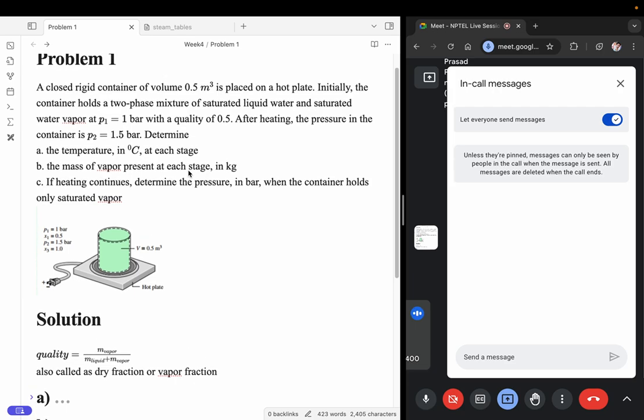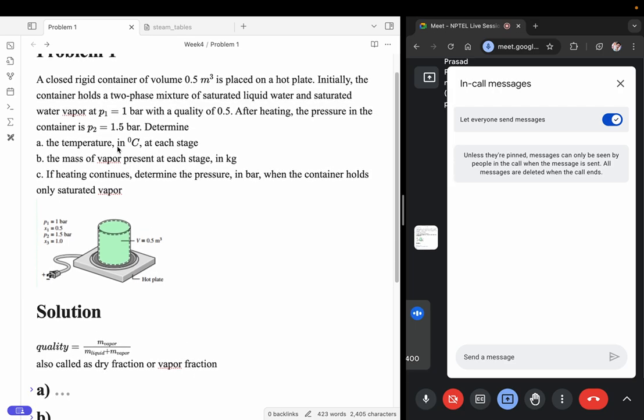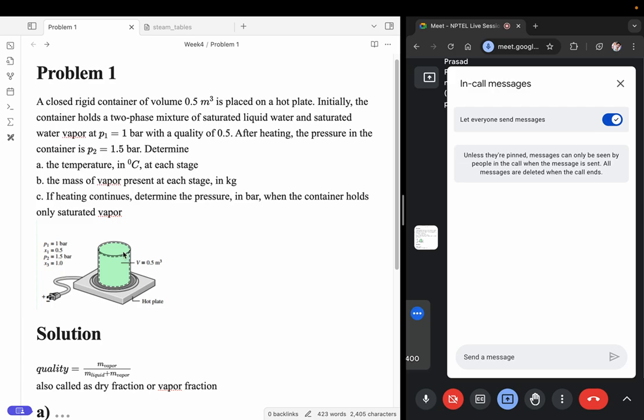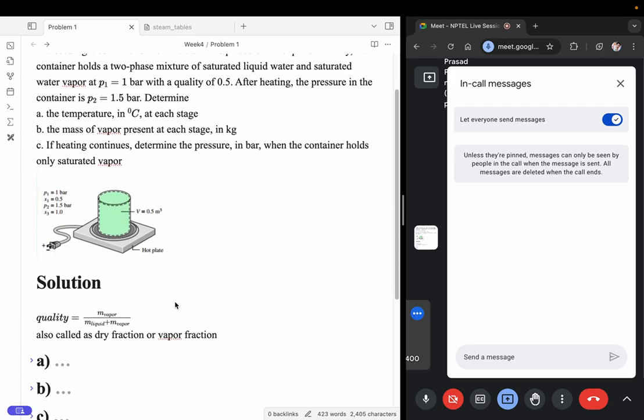So how do you proceed with such problems? The first step is to find the temperature at each stage. So let's split it part by part. What are the different stages? Initially it is before heating, and then there are 3 stages. So let me define stage by stage. There are 3 stages. Stage 1 is the initial one without heating.